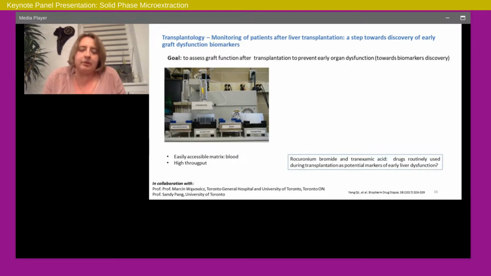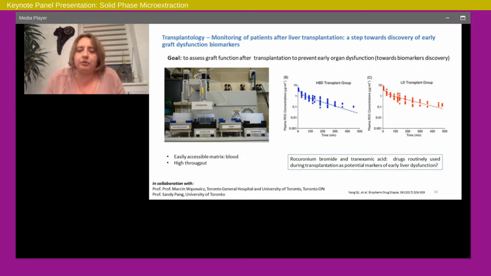And then I will go to the next project that we have done. Now, as you can see, we were using this high throughput and automated system. So basically, we were looking into the pharmacokinetics of 2 drugs, tranexamic acid and rocuronium bromide, in the patients who received liver graft. And we had 2 groups. First was heart-beating donors and the other one living donors.